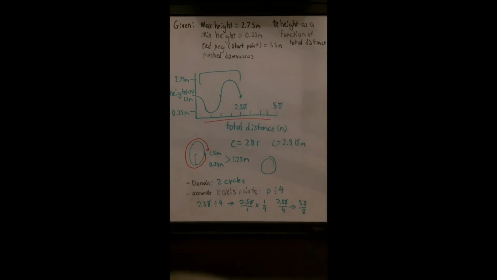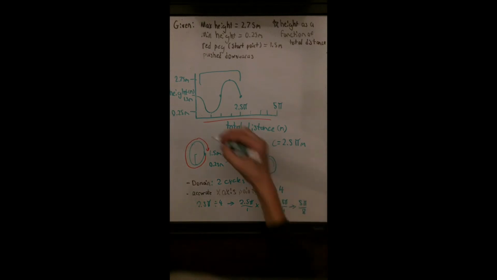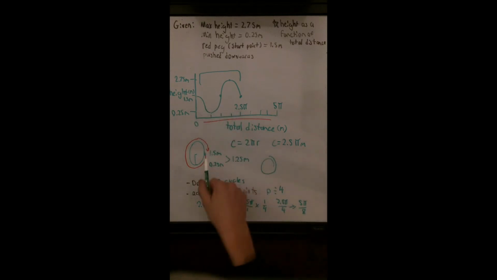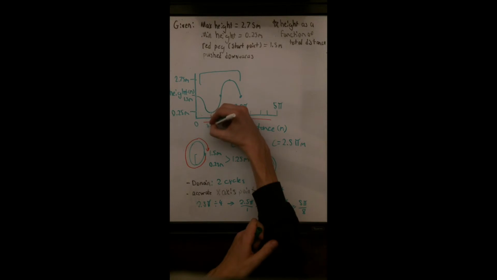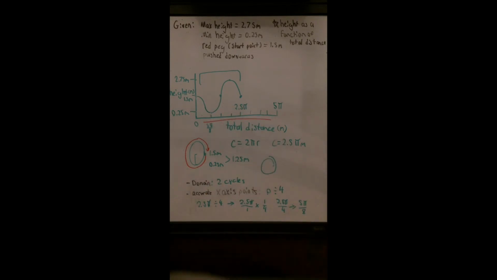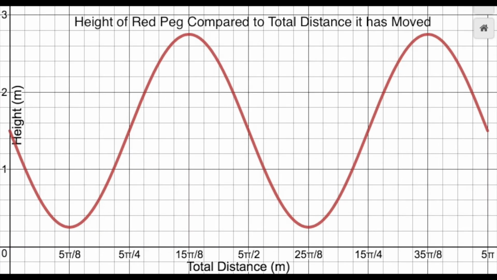So, after this, we can plot the 4 equal points, and then plot all of the positions on the graph. It starts at 0, because its distance to begin with is 0, it hasn't moved. Then it will move 5 pi over 8, and then so on. When everything is put together, the graph should look something like this.